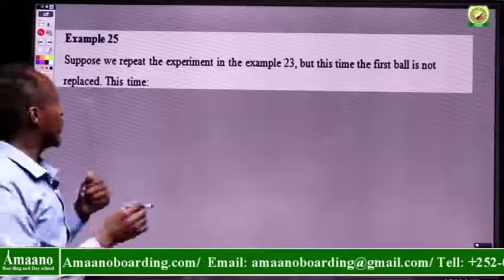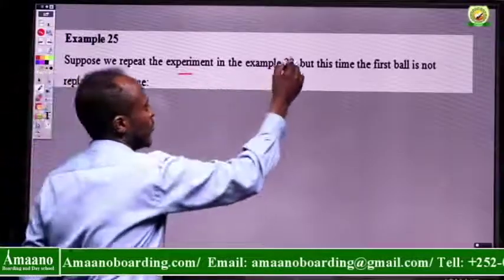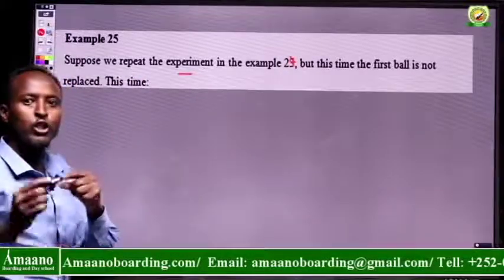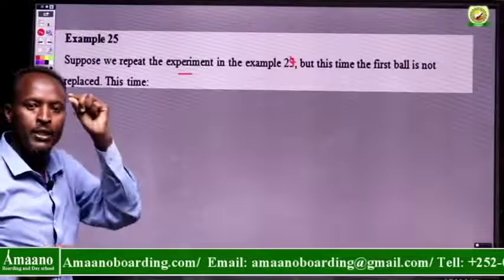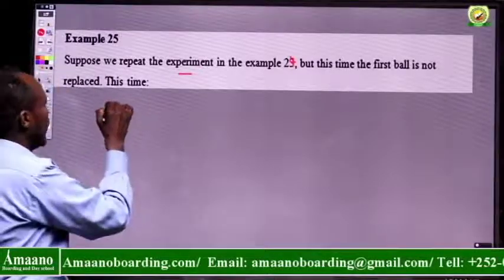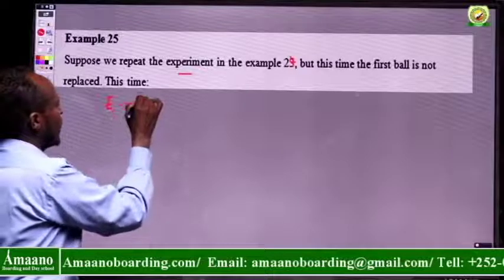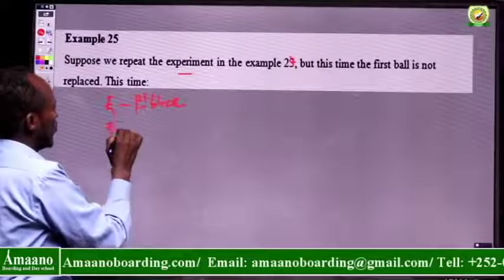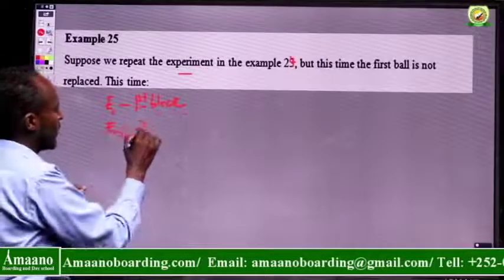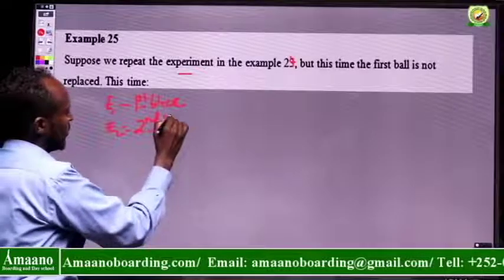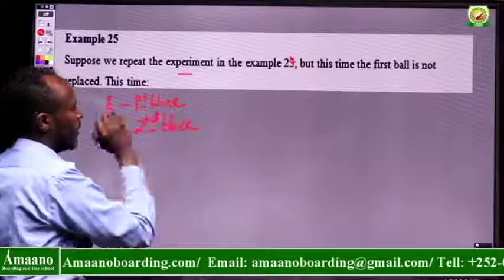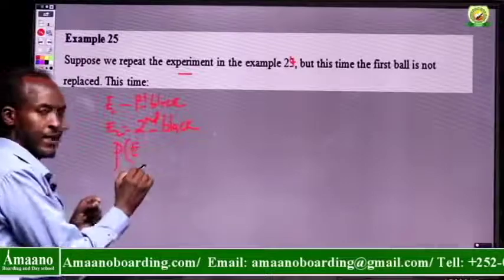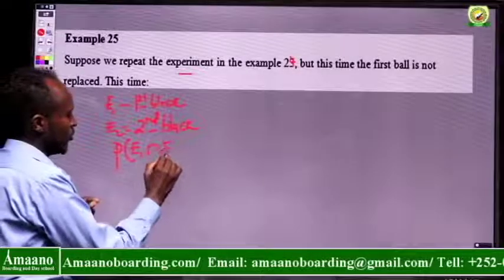Suppose we repeat the experiment in the previous example 24 again, but this time the first ball is not replaced back. If E1 is the probability of getting the first black ball, and E2 is the probability of getting the second black ball, we want to find the probability of getting E1 intersection E2.